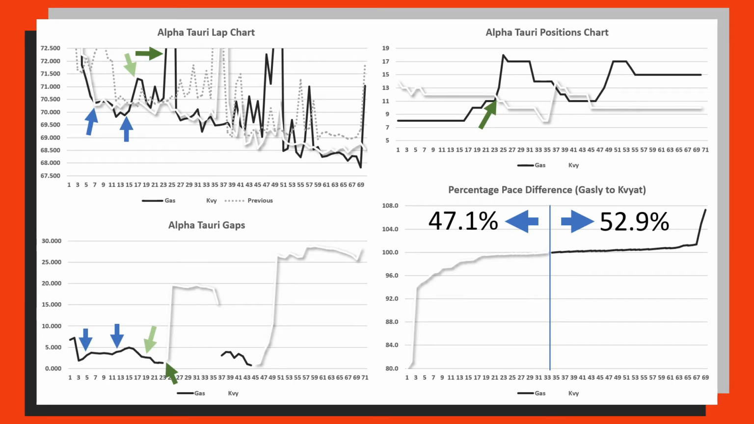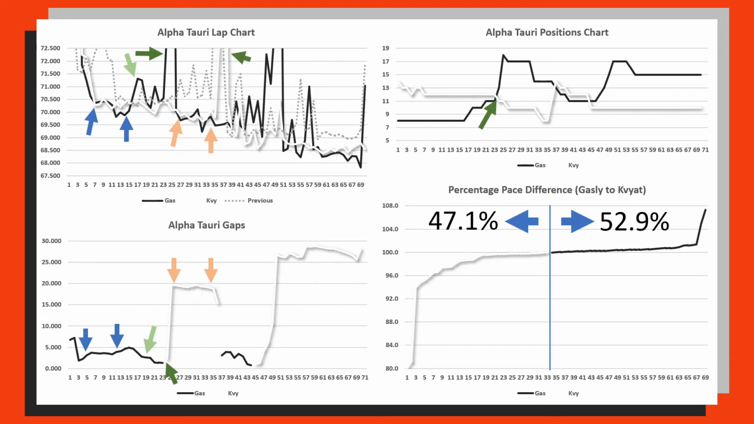Then after Gasly's first pit stop, we can see just between these two orangey arrows that he doesn't take advantage of the fresher tyres. He's still on the same pace as Danny Kvyat, which is represented just here by this gap staying around 20 seconds. Normally, after a pit stop, we would expect the first car to pit to go faster and to close down that gap and take advantage of the undercut, but that just hasn't worked for AlphaTauri.